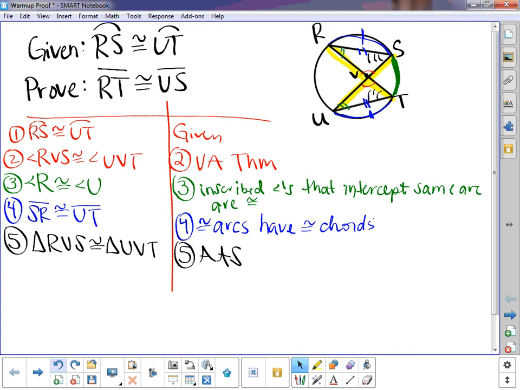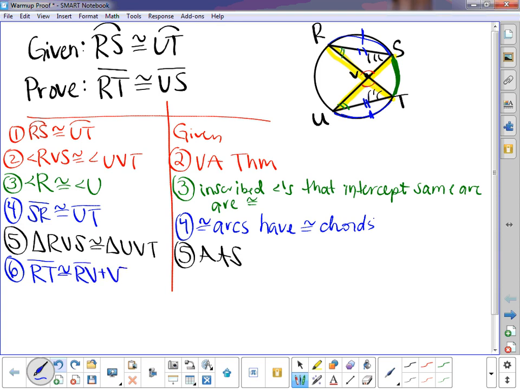What am I going to do with it? Yeah, we're going to substitute in some pieces. So you can do segment addition postulate next, or you can do the CPCTC next. It doesn't matter. Let's go do the segment addition postulate. So we're going to need it for RT. RT is congruent to RB plus VT. And I need to do it for the other one as well.